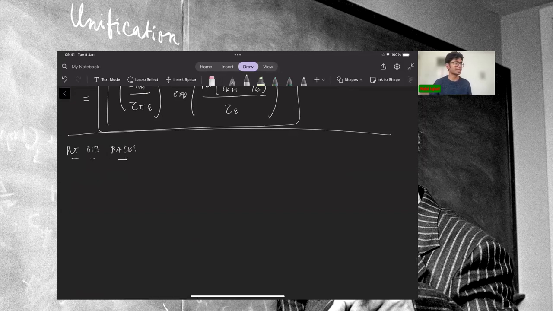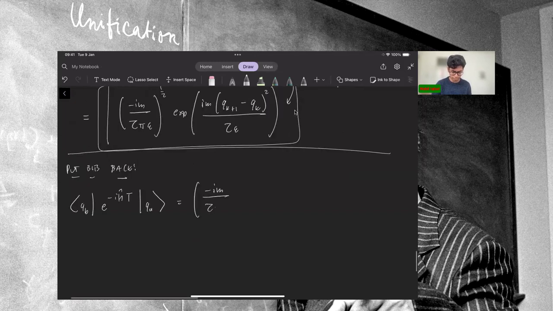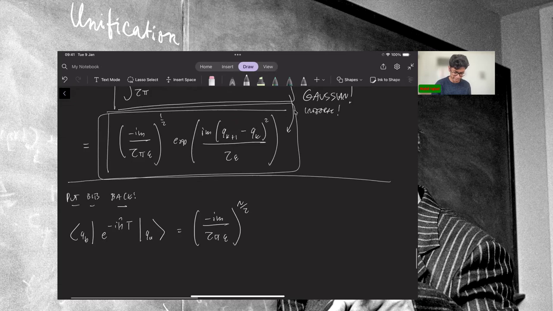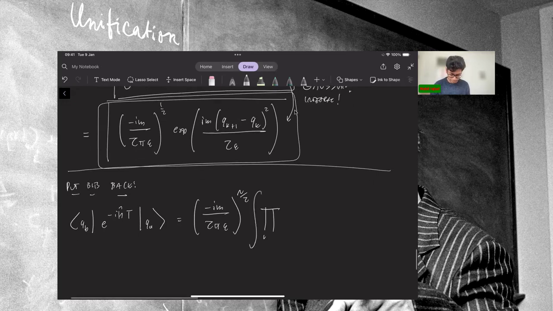And what we find after that is that <q_B| e to the minus i H hat t |q_A> equals this. So we had n of these little bits. So we assemble all these little bits in this way. We have n over 2 of them altogether, because we have a factor of n and the 1/2 over here. And then remember, we were doing a lot of integrals. Those integrals are still there.